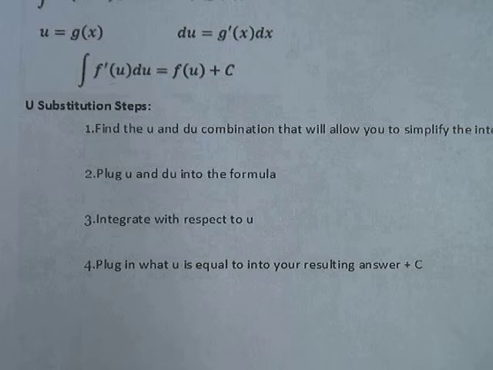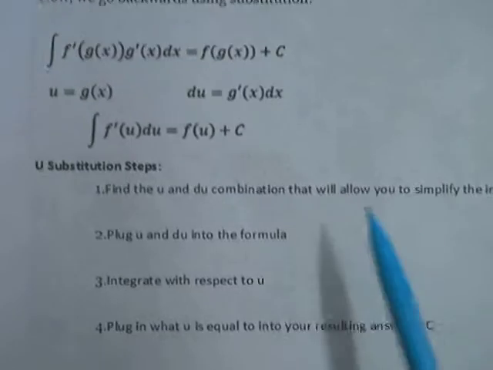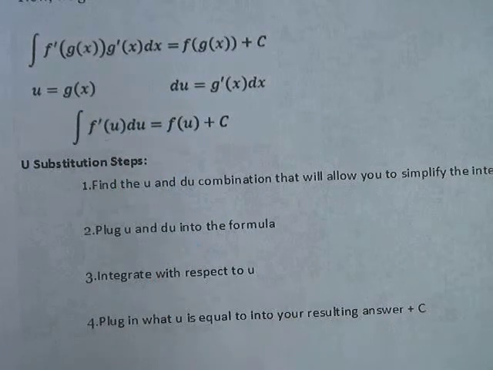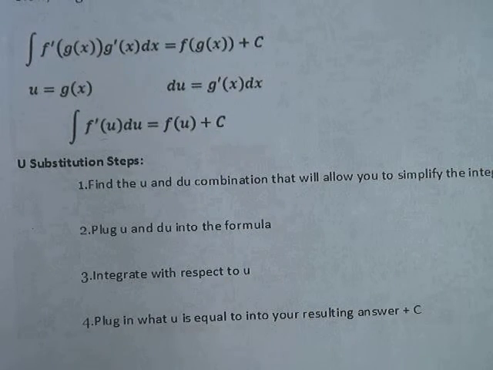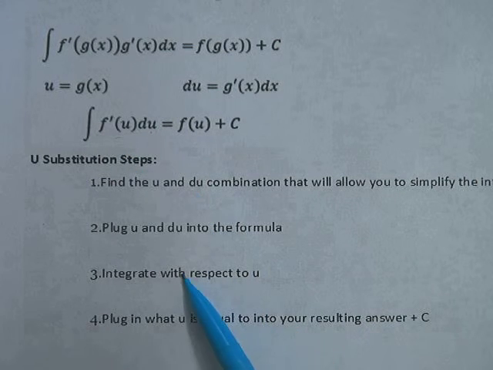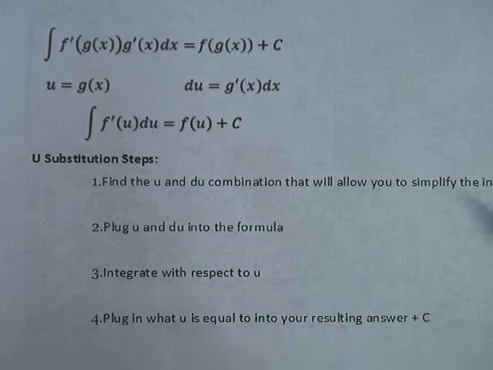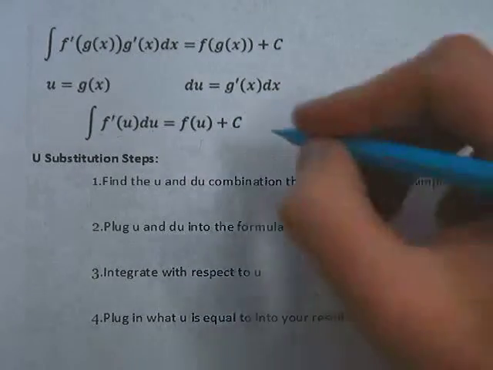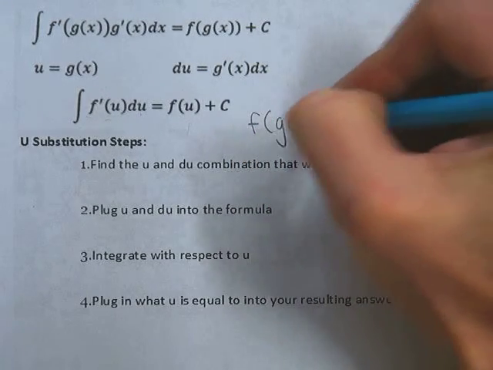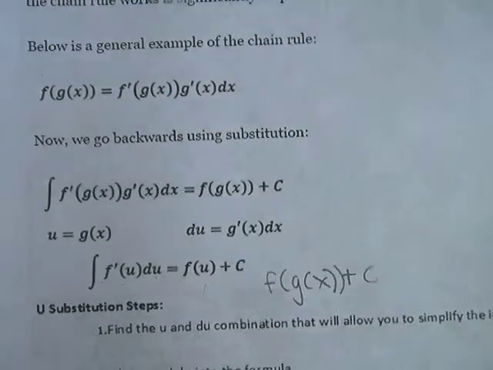The steps for every one of these problems is to find the u and du combination that will allow you to simplify the integral. In this case, it was just picking out that u was the inside function and du perfectly matches what's here. Plug u and du into our formula. That's this step. Integrate with respect to u. That's this step. And then plug in what u is equal to. So our last step after this would be to say, hey, our answer is f of g of x plus c, which matches our original starting thing, which was f of g of x.